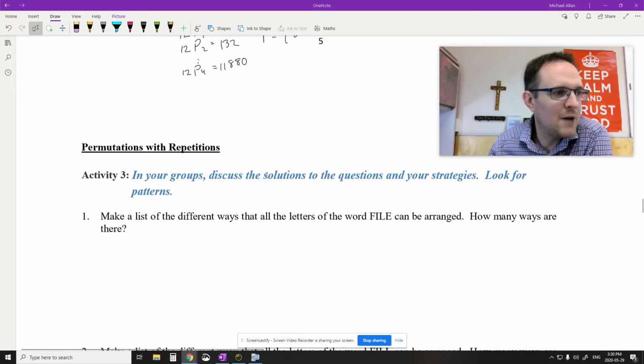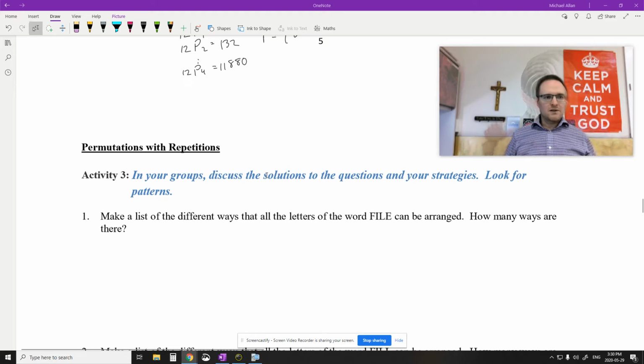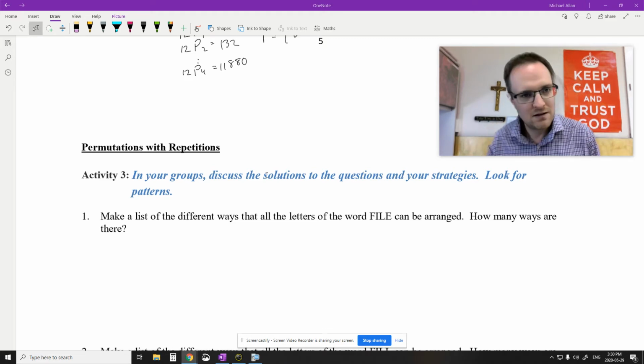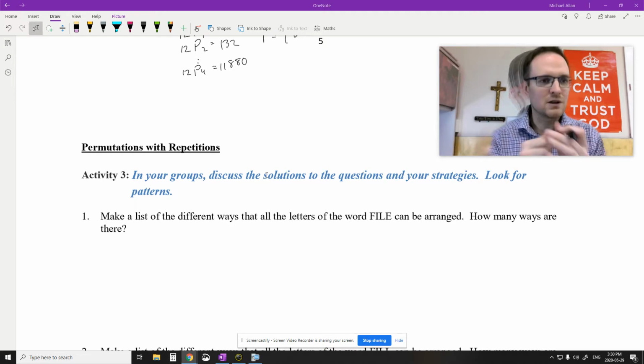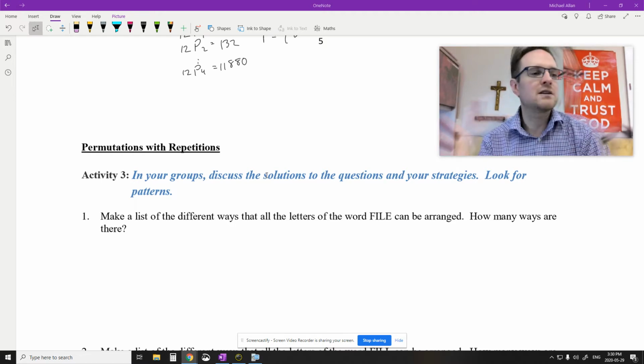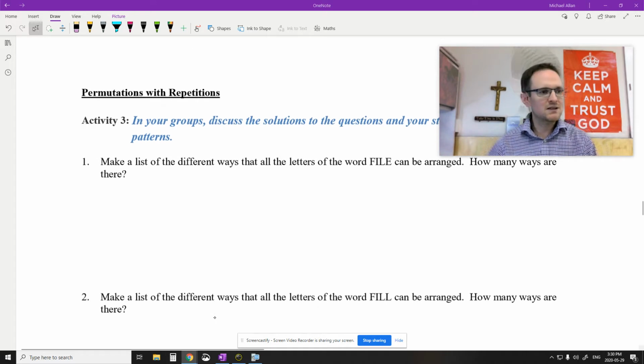Now, how many ways can you rearrange all the letters in the word file, if order matters? Because remember, if I put the L first, that's a totally different arrangement of letters. How many ways are there? Well, the first one's pretty easy. We've done this kind of question. Technically, there's 4 factorial ways. I'm taking all the letters, not just picking them.